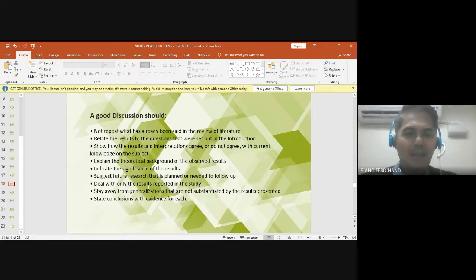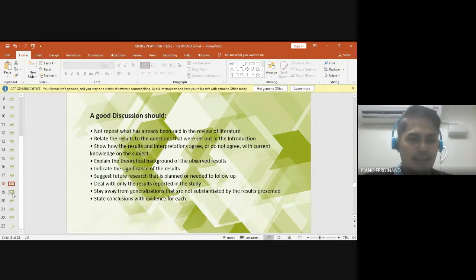Again, yung IMRAD template po, IMRAD format po, halos lahat ng part niya ay sobrang importante, but you have to give greater importance, no, and greater effort in writing the discussion kasi po nandito po makikita yung bigat, no, at yung impact ng ating research. Okay? Kaya po sabi dyan, indicate the significance of the results. Suggest future research that is planned or needed to follow up, no? So kailangan ma-emphasize niyo po yung mga yan.